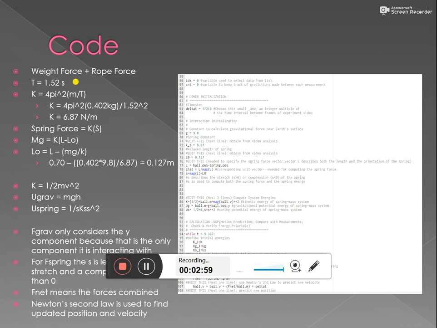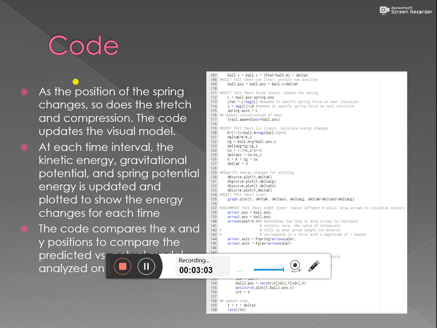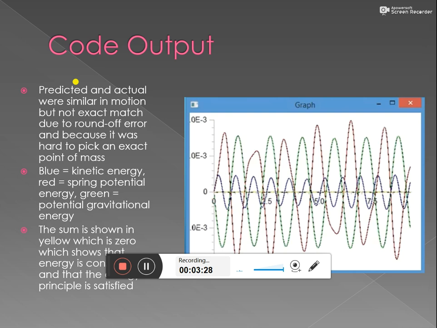And then we also used Newton's second law to find the updated position and velocity. As the position of the spring changed, the stretch and compression changed as well. So the code updated this visual model each time. And at each time interval, the kinetic energy, gravitational potential, and spring potential energy were updated and plotted to show the differences in energy. So the code ended up comparing the x and y positions to compare the predicted versus actual outcomes. One was from Tracker and one was from the code. So we compared the two.